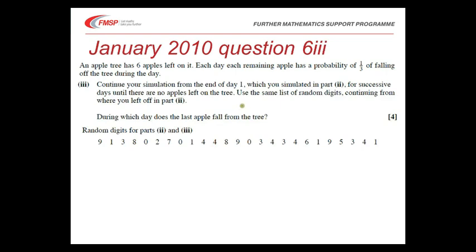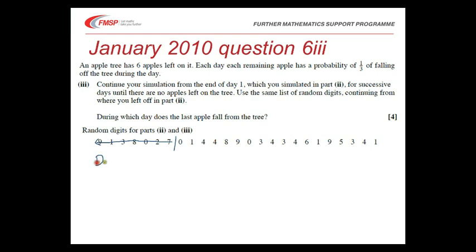Part 3. You're asked to continue your simulation for successive days until there's no apples left on the tree. Use the same list of random digits continuing from where you left off. During which day does the last apple fall? We actually got to this 7 here. We've used those in part 1. It's the same list of random digits on your exam paper. I'm just copying them and pasting them across here.